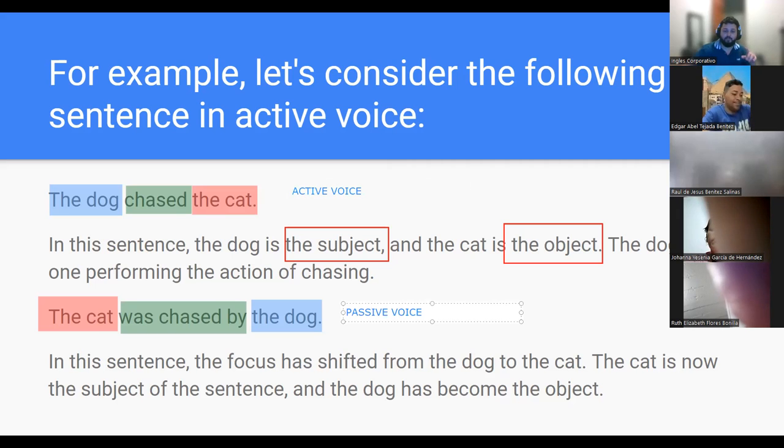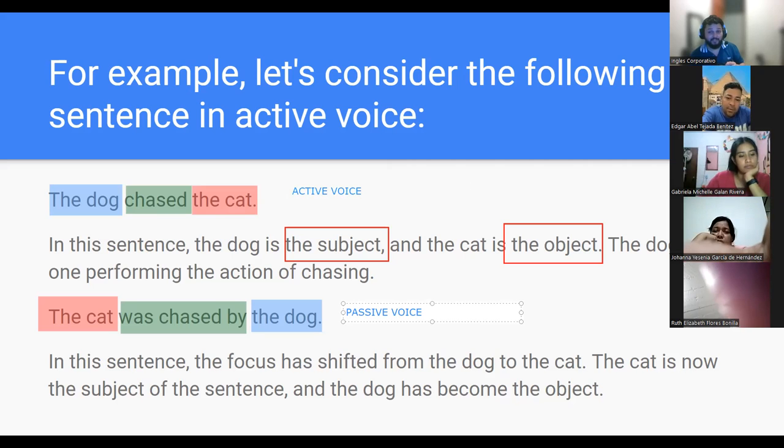All right, so what do we use it for, guys? Now, in real life, when you're talking, are you going to use passive voice or active voice? What are you going to use? Active voice, right? When do you use passive voice?